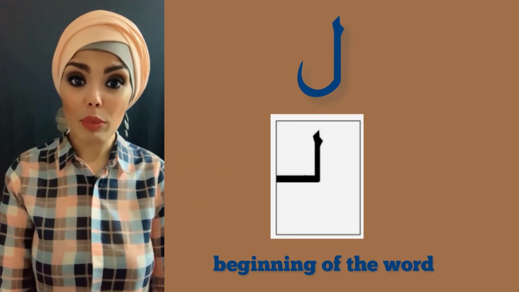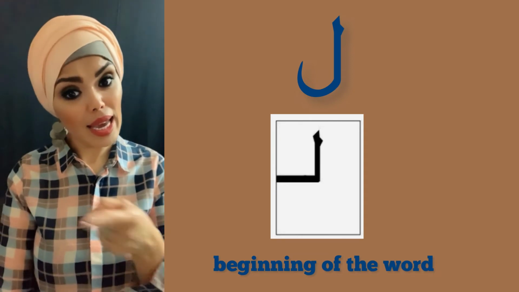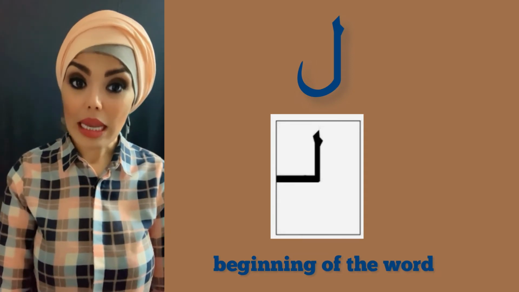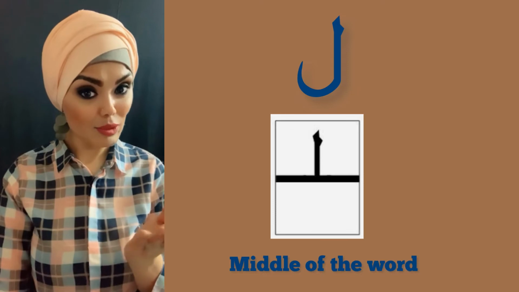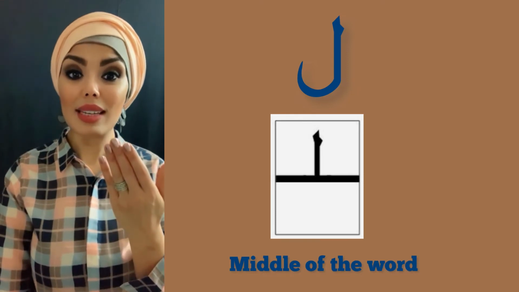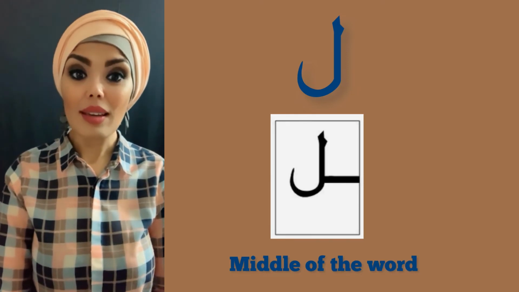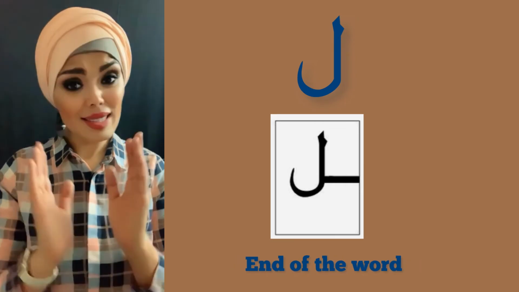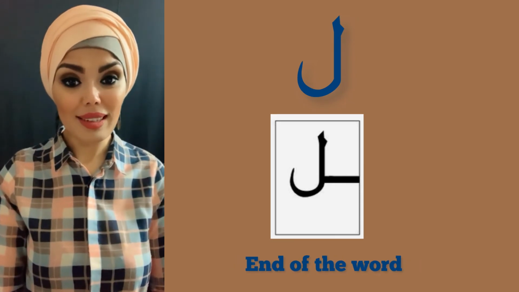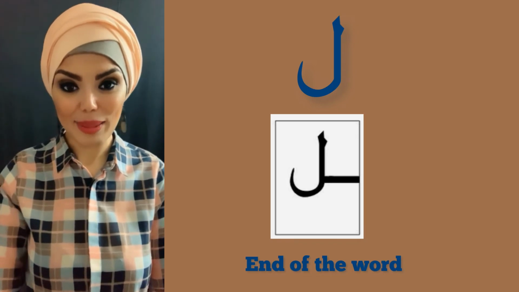Lam at the beginning of the word, we have only the stick and the handle comes from the left side. Lam in the middle of the word, right hand, stick, and the left hand. Finally, the lam at the end of the word, exactly like the separate shape of the letter lam, but with the handle on the right side.